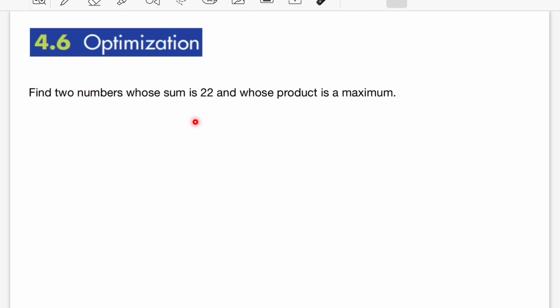We want to find two numbers whose sum is 22 and whose product is a maximum. With these word problems, it's best to translate the words into mathematical symbols or equations. There are going to be two numbers whose sum is 22. We can call these two numbers anything we want. I'm going to say x and y, and their sum has to be 22, so x plus y is equal to 22. And their product is going to be a maximum.